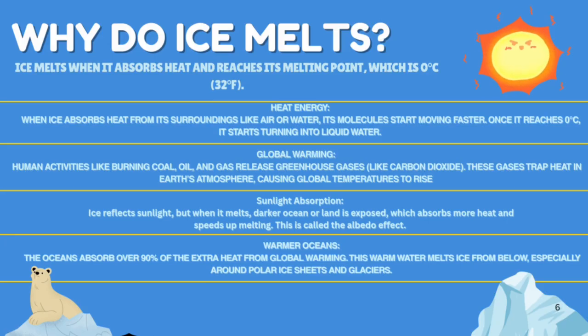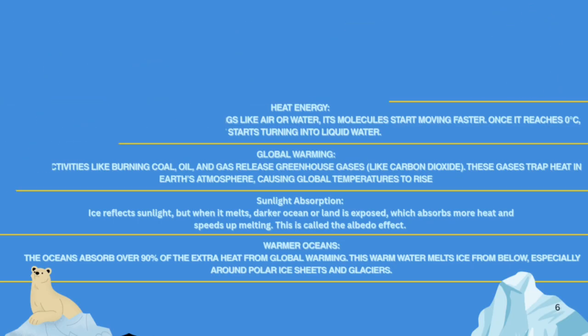The second cause is global warming, which happens from burning coal and gas, releasing carbon dioxide. The third cause is sunlight absorption, which involves the albedo effect, where the ice reflects sunlight, and when it melts the ocean is darker, making the melting process faster. And lastly, another cause of ice melting is the warm ocean. The ocean absorbs 90% of the sunlight, which makes the ocean warmer and can make the ice melt from below.